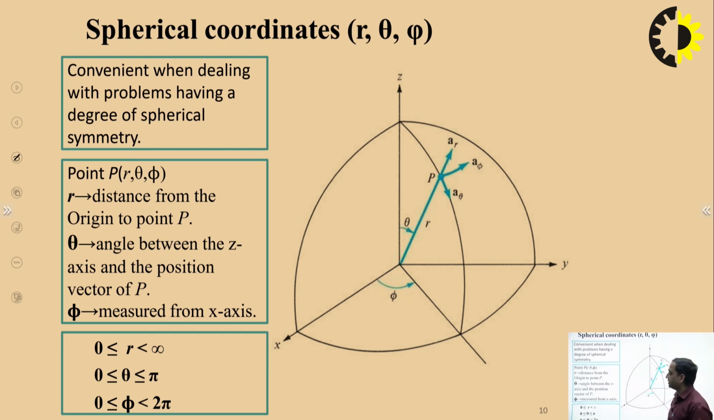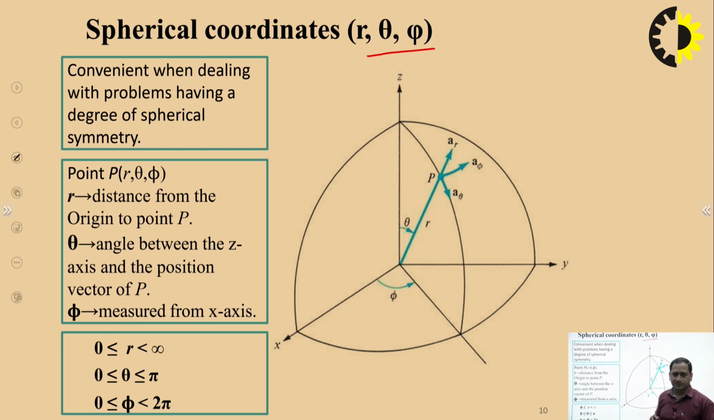Next is the spherical coordinate system. So here the variables are r, theta, phi. So just what is the r? We are very much aware about the sphere. We know the sphere, that r is what? Radius of the sphere. Theta and the phi.